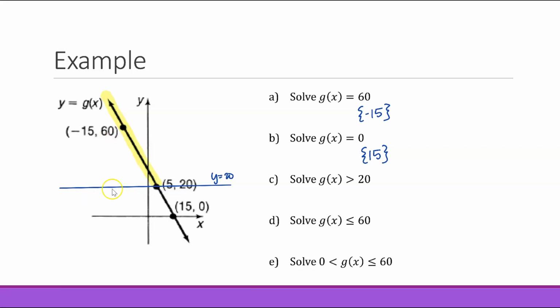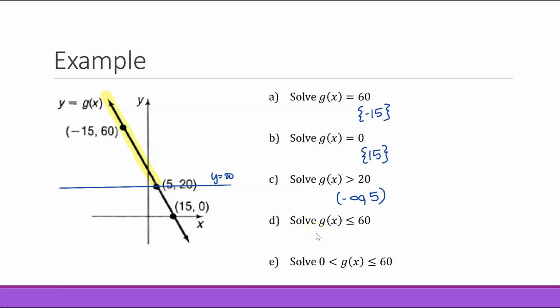Now, how would I describe these x values? Along the x-axis, we would say all the way from negative infinity to 5, where they intersect. So as an interval, we're saying negative infinity all the way to 5, not including 5, because that's where they're equal. I want to know where g of x is above 20, where the y values are above 20, not equal to 20.